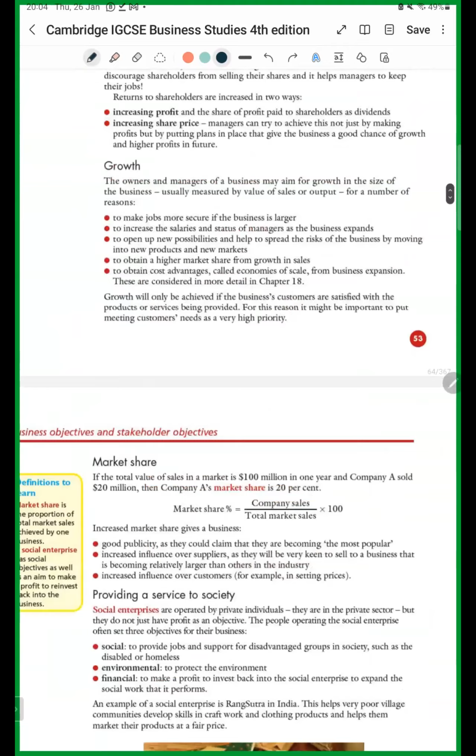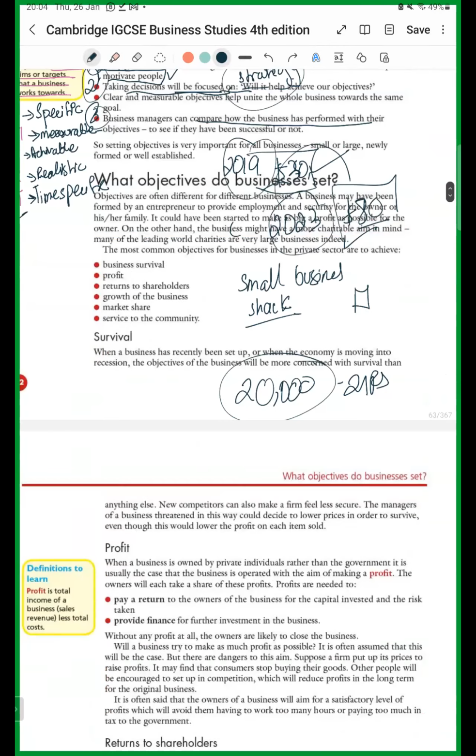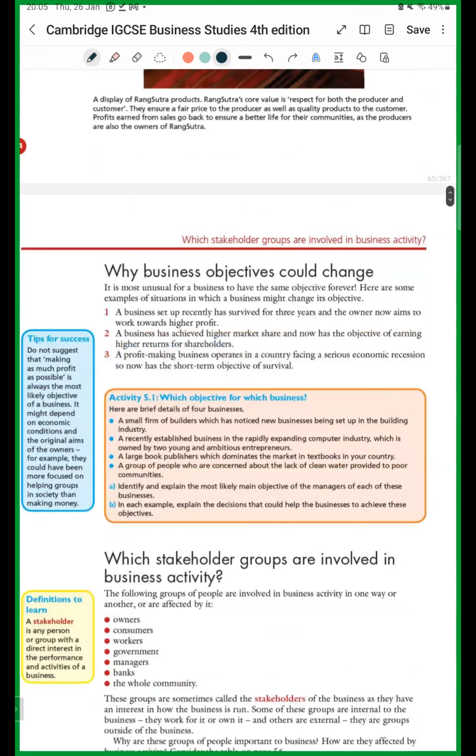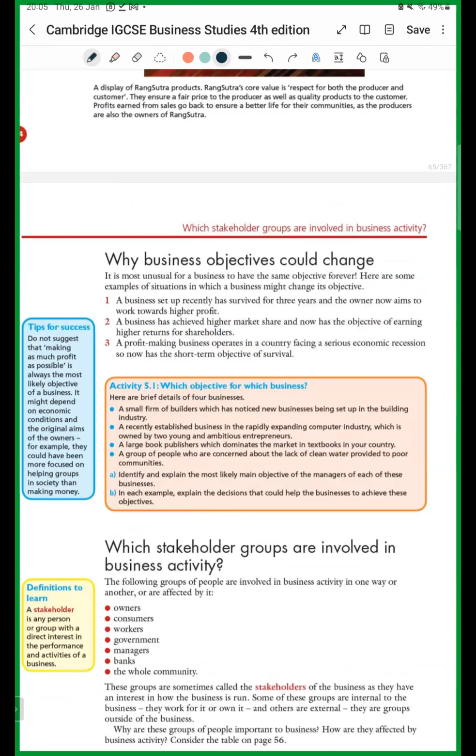We've got market share, growth, profit, returns to shareholders, and survival. Why should business objectives change? Like I just said, BlackBerry, Apple. It changes. The legal structure changes. You become a public or private limited company, so you start aiming towards maximizing returns to shareholders. Business objectives should change because of changes in the external environment, and the market is dynamic. Also, they become outdated, and they can make things boring for the employees as well. So they can change based on different situations.